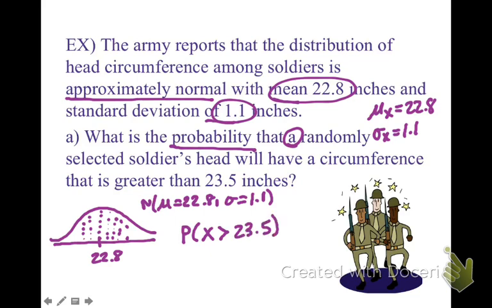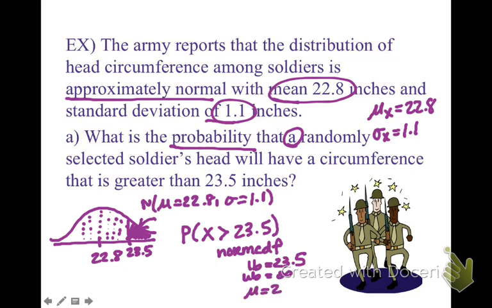Remember, if we're finding the area under a normal curve, we're looking for a probability. 22.8 is the center, so 23.5 would be to the right, and we want to calculate the area above 23.5. So on your calculator, this is a normal CDF calculation. Our lower bound is 23.5. Our upper bound is something large, infinity. Our mean is the mean of the soldiers' heads, 22.8, and our standard deviation is 1.1 inches.